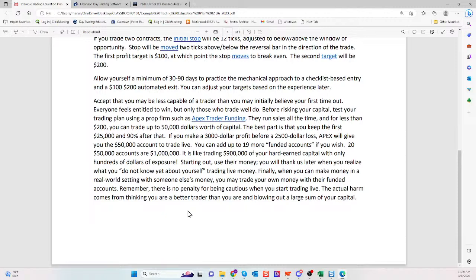I stunk something fierce. Starting out, use their money, and you'll thank us later when you realize what you don't know about yourself, right? And when you make money in a real world setting with someone else's money, you can trade your own money. Remember, there's no penalty for being cautious when you start trading live. The actual harm comes from thinking that you're a better trader than you are and blowing out a large sum of your capital.